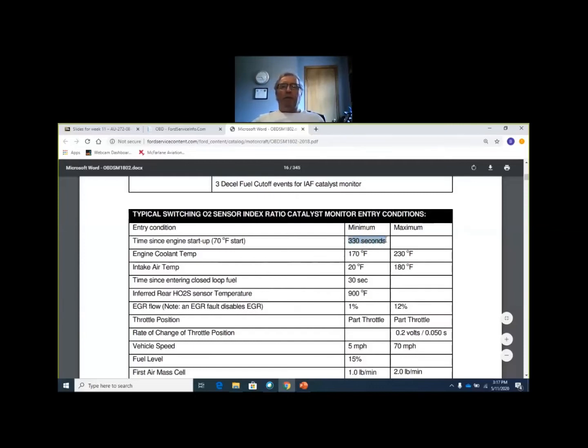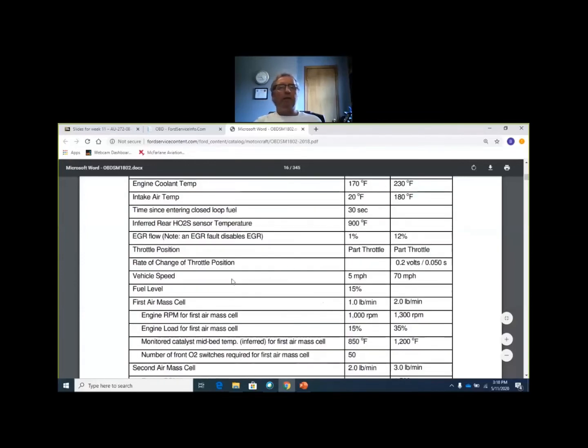The engine has to be running at least 330 seconds before this monitor will run. The engine coolant temperature has to be somewhere between 170 and 230 degrees. Intake air temperature somewhere between 20 and 180. Has to have been in closed loop for at least 30 seconds. The inferred rear O2 sensor temperature, inferred, like I say, it's not measured, 900 degrees Fahrenheit, somewhere between 1 and 12% EGR flow.